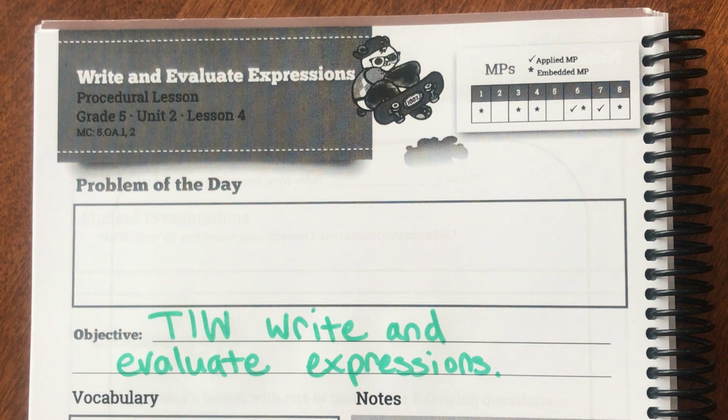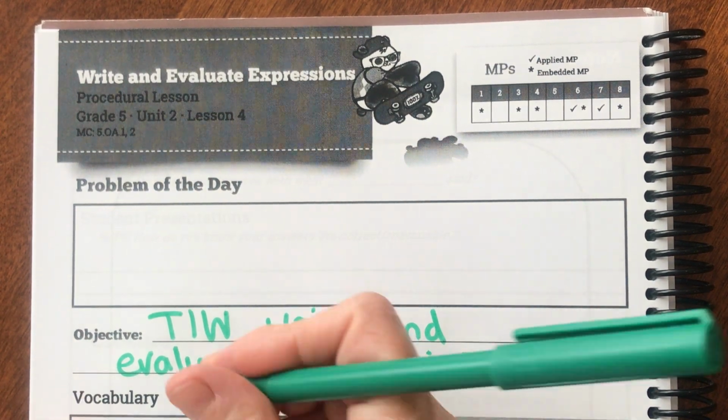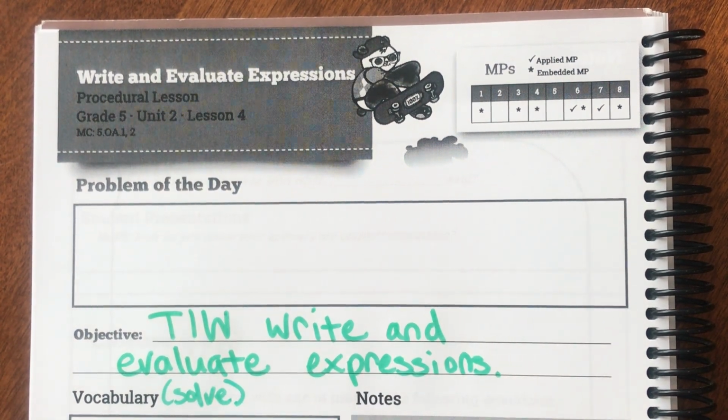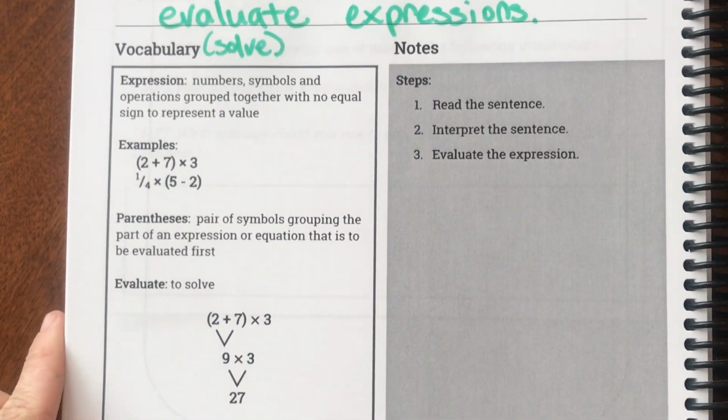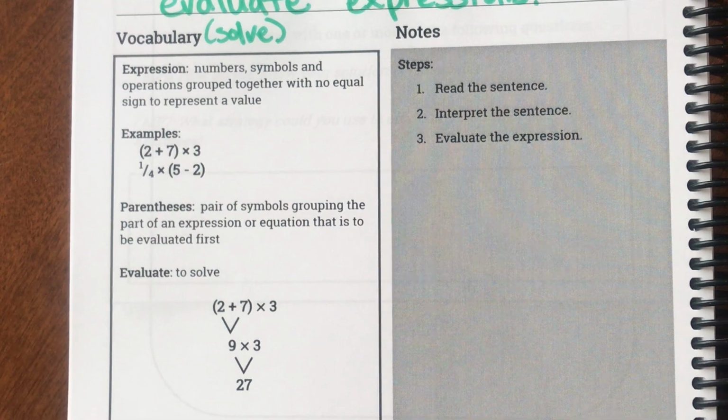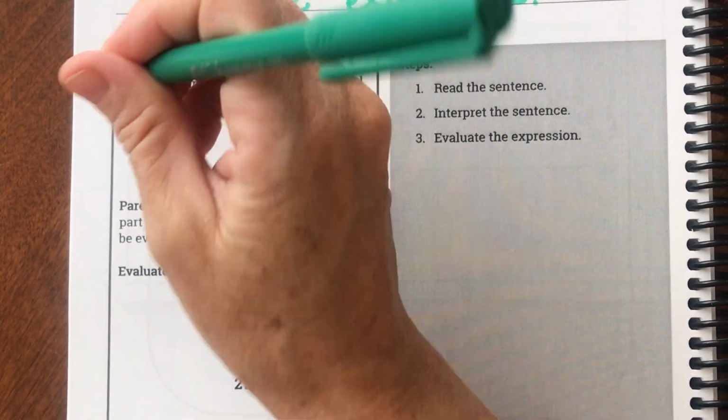Okay, so let's look at our objectives. Today we'll write and evaluate. Evaluate is just a very fancy word for solve. So today I will write and solve expressions. Okay, and we've looked at this word expression many times so far. Expressions are numbers, symbols, and operations grouped together with no equal sign.